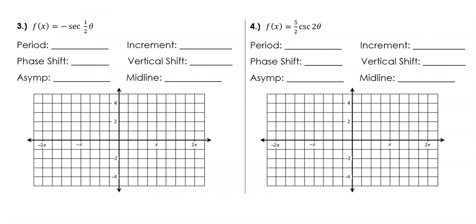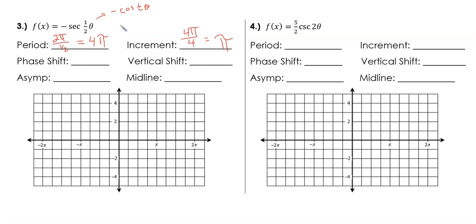All right, this one we're going to do negative secant of 1/2 theta. So again, secant is going to be the reciprocal of cosine. So if we look at the negative cosine of 1/2 theta, that's what we're going to be looking at for our graph. All right, our period is still 2 pi over our b value, which is 1/2, which is going to give me 4 pi. All right, our increment is always our period divided by 4, so our increment is every pi.